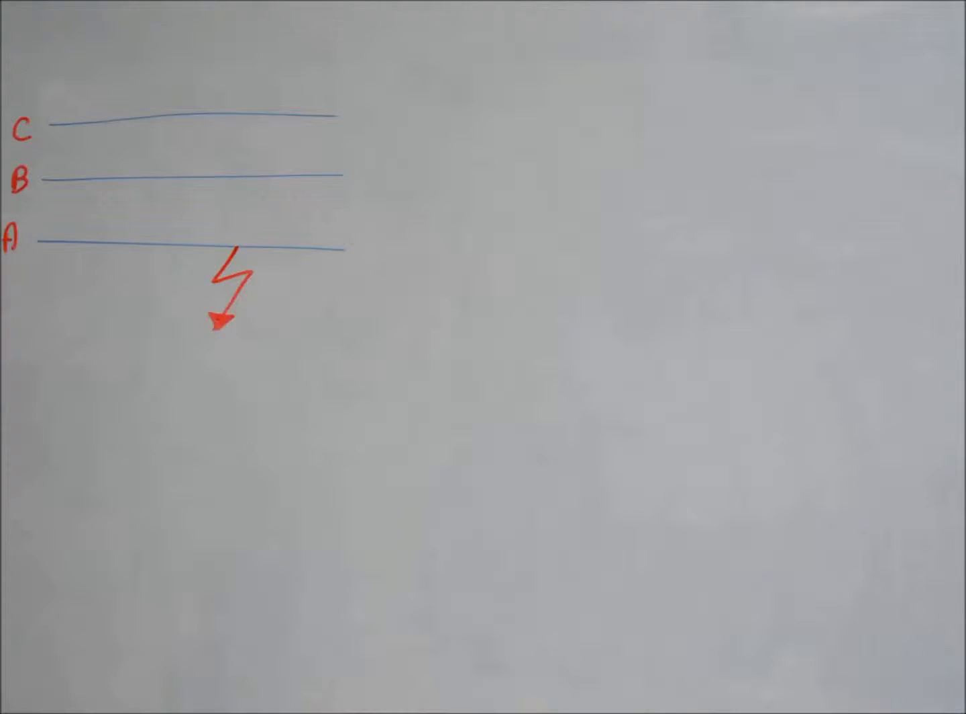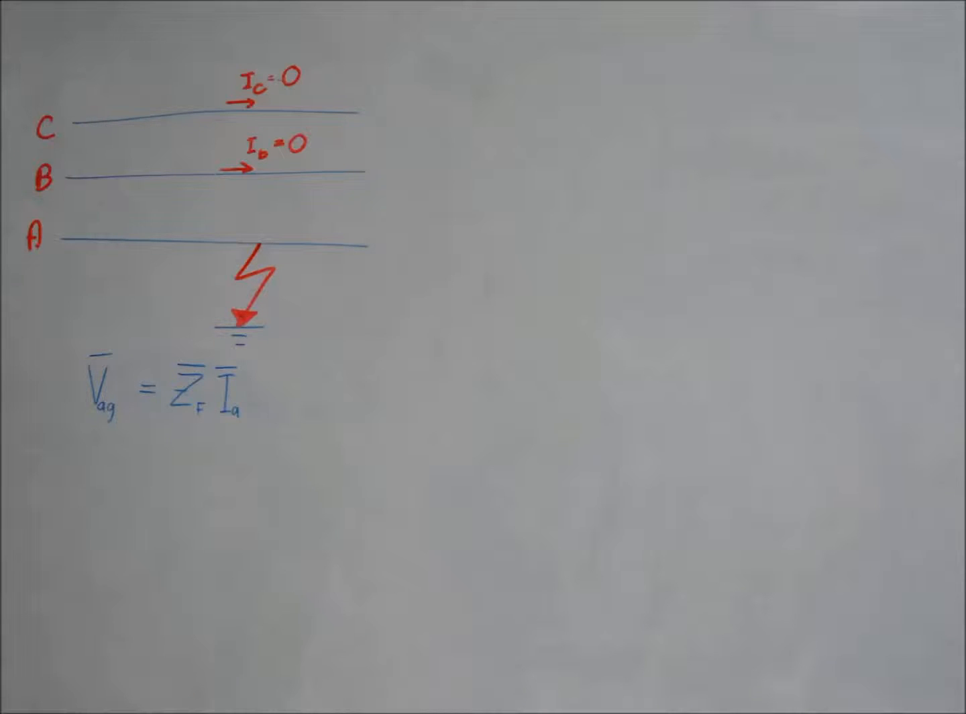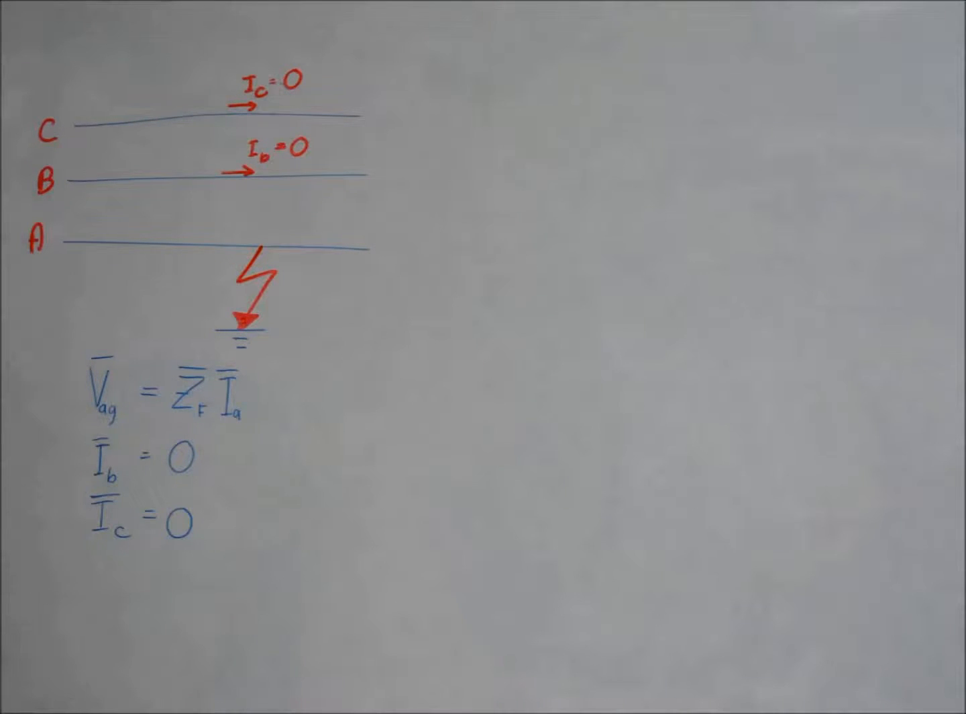An unloaded balanced three-phase synchronous generator with neutral grounded through impedance Zn, as shown in the figure, suffers a single line to ground fault on phase A through fault impedance ZF. Since the generator is unloaded, the following terminal conditions exist at the fault point: Va equals ZF Ia, Ib and Ic equal 0.